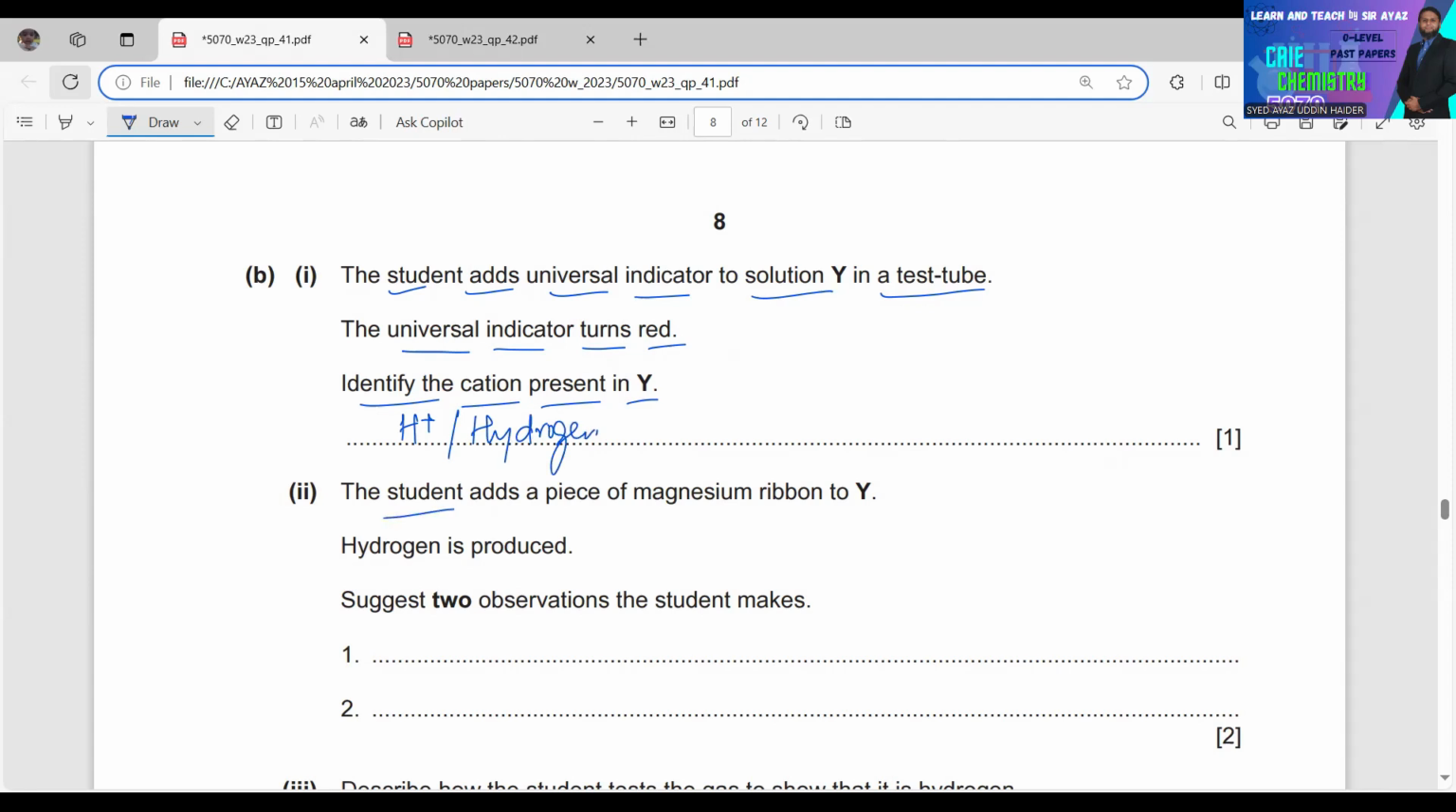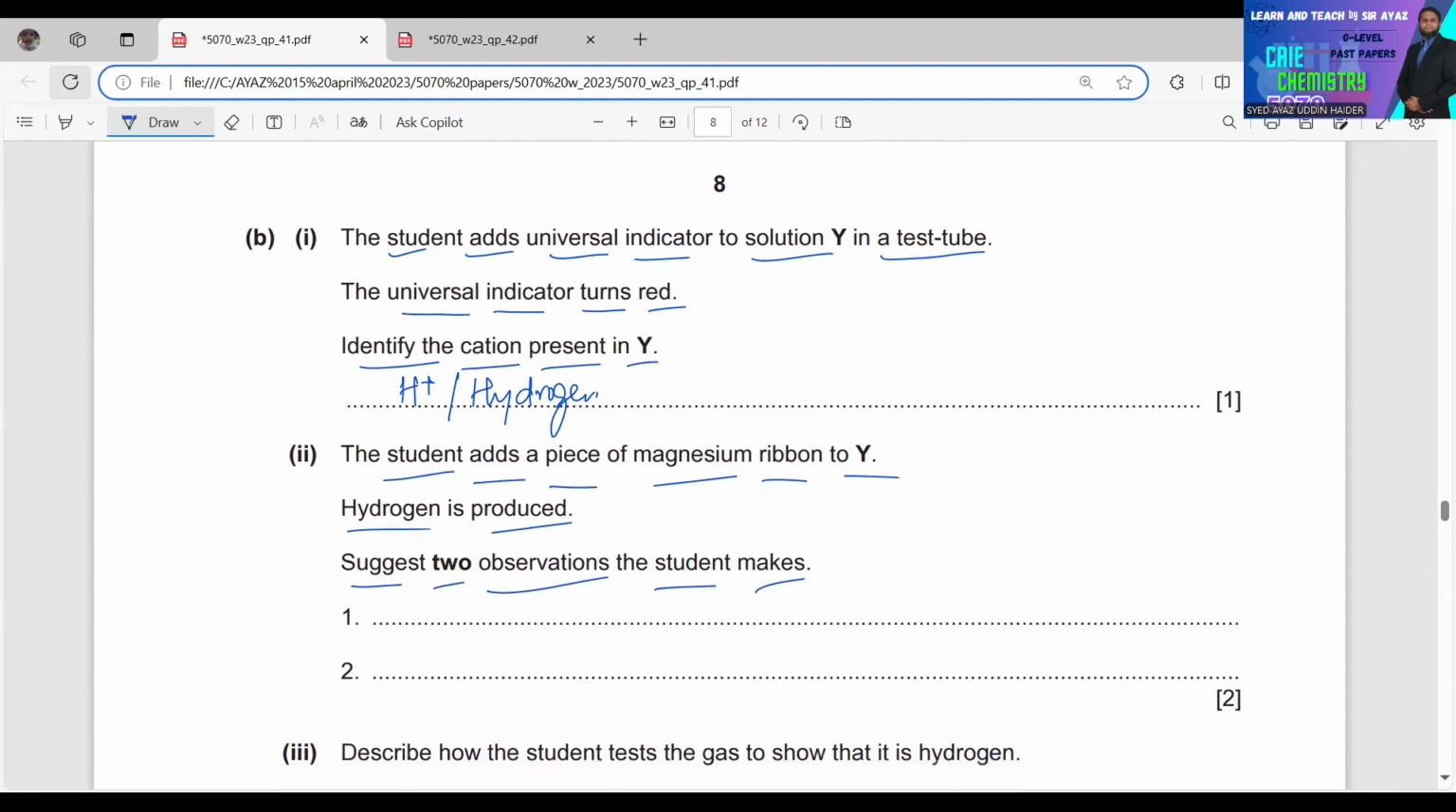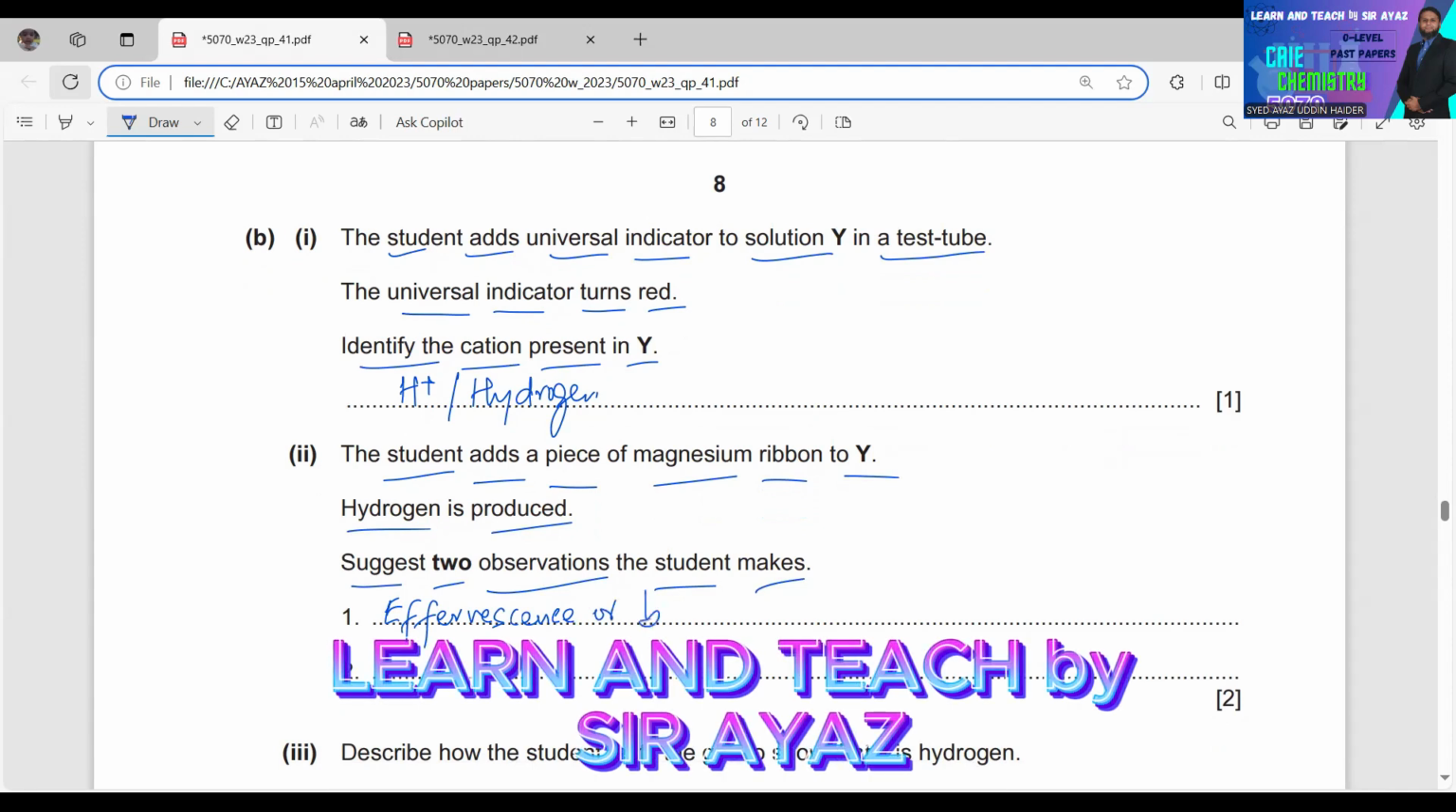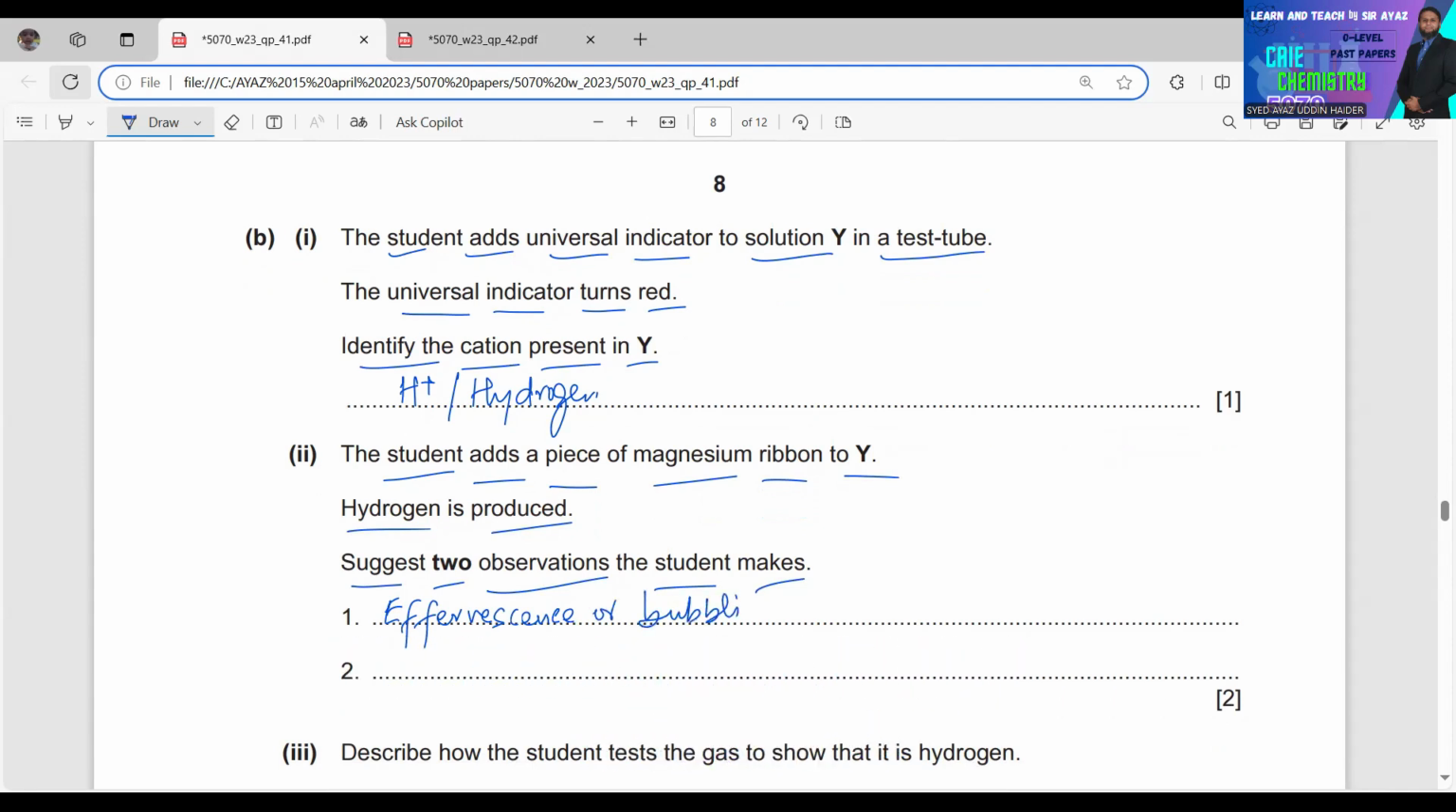Number two, student adds a piece of magnesium ribbon to Y. Hydrogen is produced. Suggest two observations the student makes. So you can write any two from these. Like gas is produced, so you can write effervescence or bubbling. And it's reacted with magnesium, so you can write solid magnesium disappears.